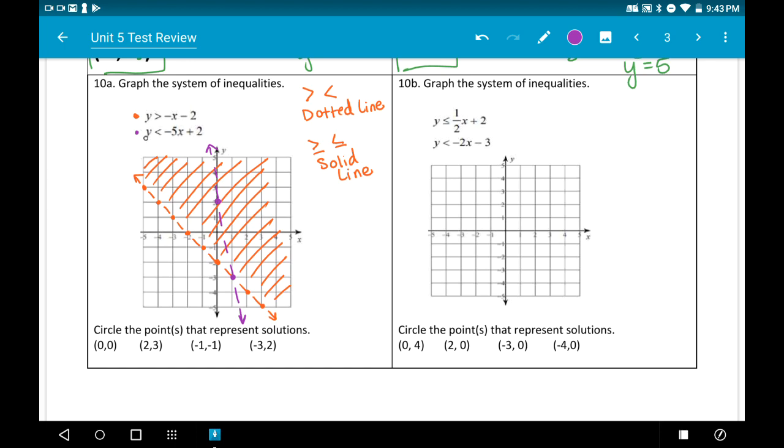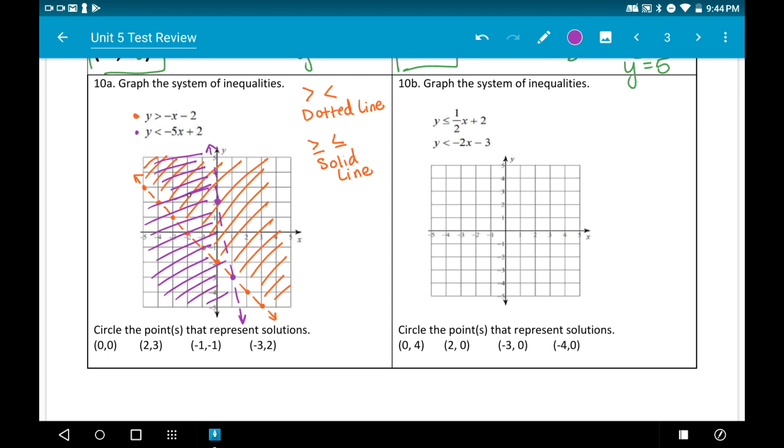But this one is y is less than, so I'm going to shade below this line. So everywhere below this line I'm going to shade. And if you're unsure about what's above or below, you can always use your test point and see if it includes it or not.